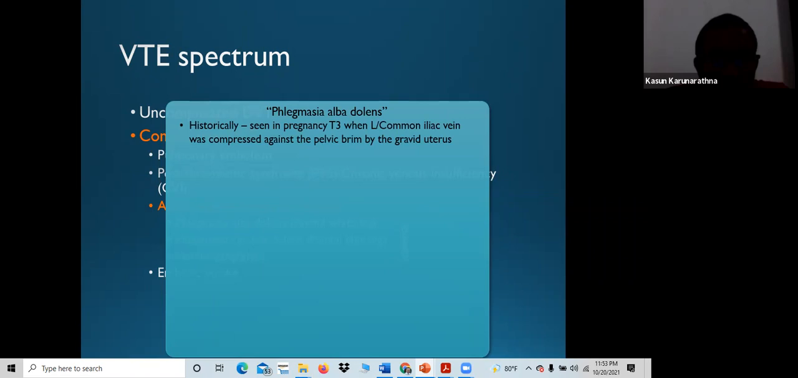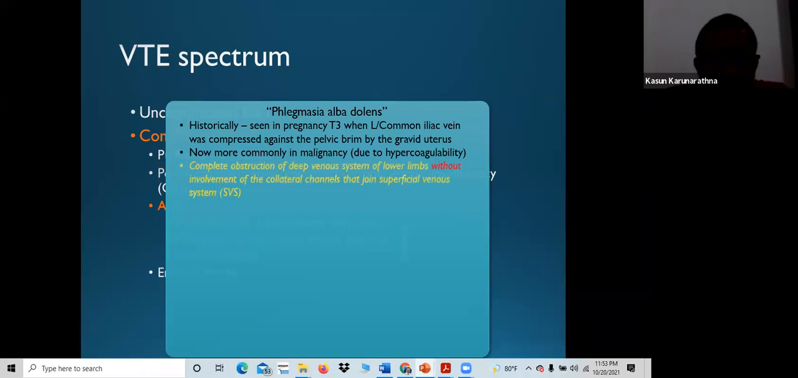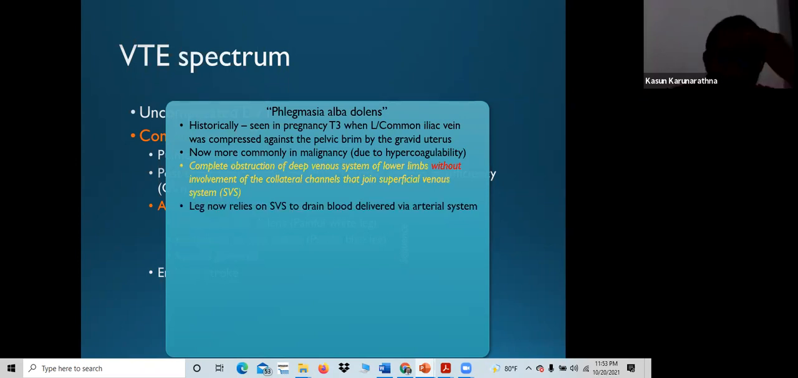Pregnancy, phlegmasia alba dolens. Seen in the third trimester of pregnancy when the left common iliac vein is compressed against the pelvic rim by the gravid uterus. Now more common in malignancy due to hypercoagulation. Complete obstruction of the deep venous system of the lower limbs. The leg now relies on the superficial venous system to drain blood delivered by the arterial system. The superficial venous system becomes inadequate, resulting in edema, pain, and a white appearance of the leg.